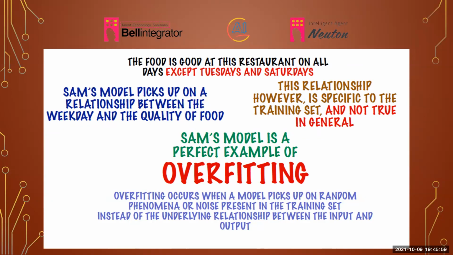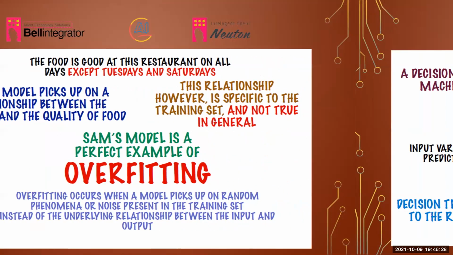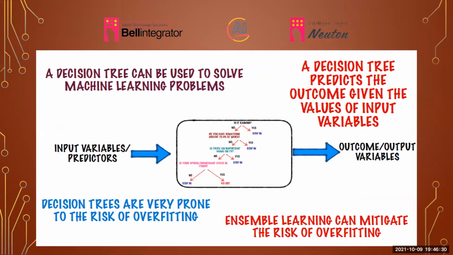So now let's get the technical definition of overfitting. Overfitting occurs when the model picks up a random phenomenon, like Sam's model picked up. Food was bad, just because, okay, the cook was not feeling well, right? And instead of the underlying relationship between the input and output, it represents the noise as a relationship between the input and output, right? So that is overfitting. That is bad for your model. You should not have an overfitted model.